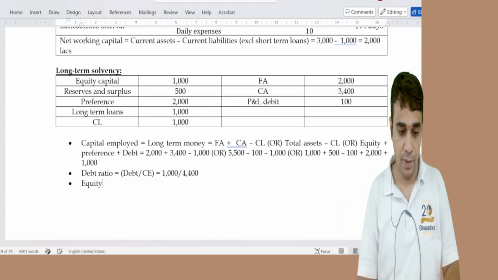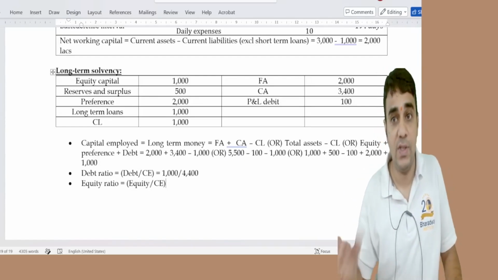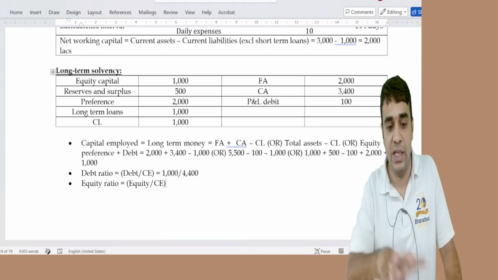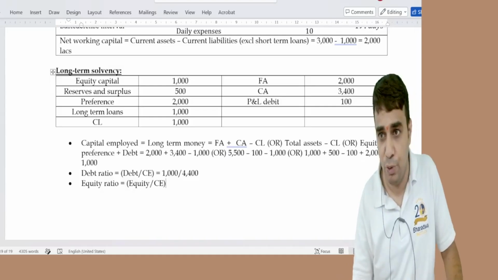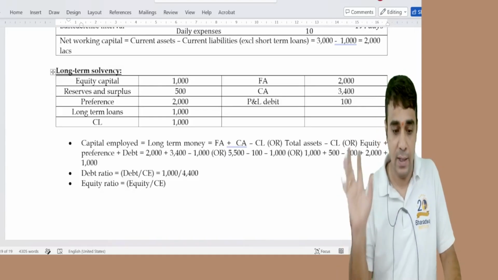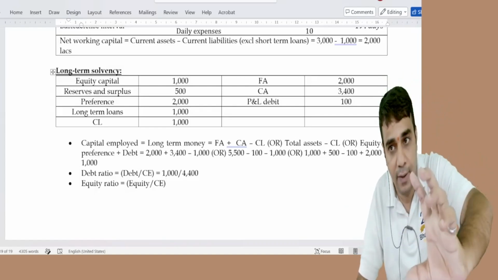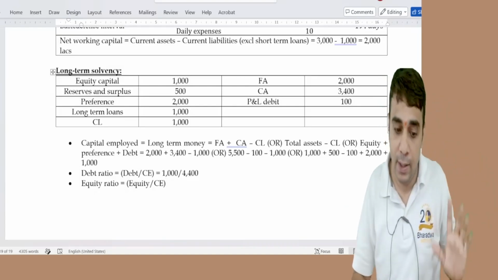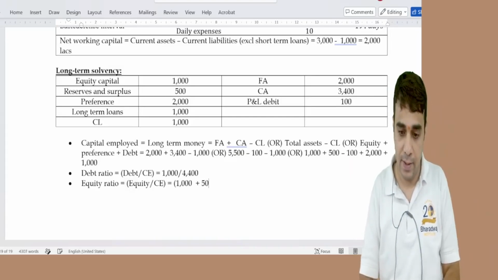Second ratio. Equity ratio means equity by capital employed. What is equity as a proportion? These ratios maybe you would have seen and forgotten, but these are something like new. The earlier one was very simple for us, so I'm spending a little more time on this ratio. Equity ratio is what? Equity divided by capital employed. Equity means equity share capital and reserves.